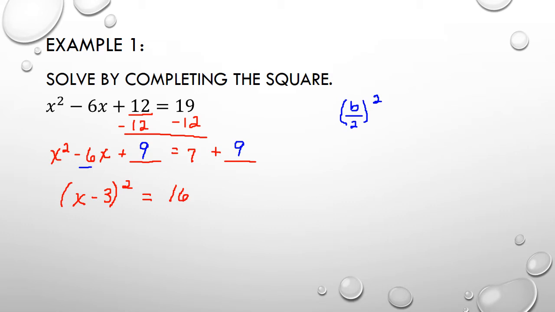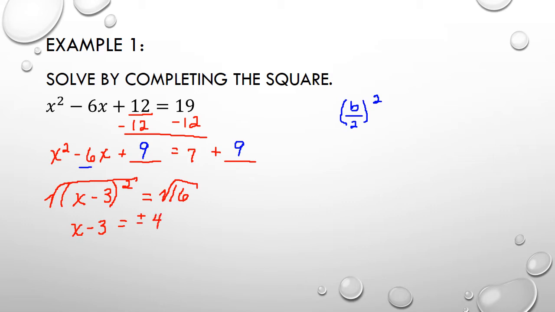So now we're trying to get this x all by itself, so we want to get rid of that square sign. The inverse of squaring is square rooting. So we need to square root the left and square root the right side. Whenever we square root, that's going to get rid of the square, and we're going to be left with x minus 3 on the left. And then on the right, make sure you get the positive and the negative. Square root of 16 is 4.